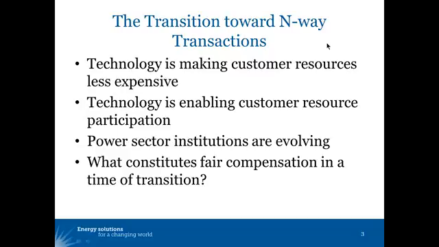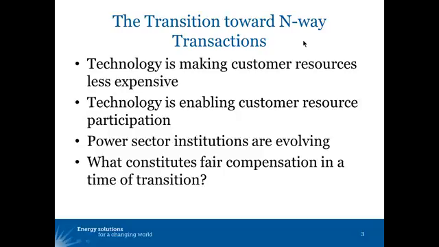It's our view that we're in a transition toward an economy where the customer resource, whether it's energy efficiency, demand response, distributed generation, or storage, is going to play a much more active role. Different places in the country are in different places in that transition, but it's important to think about the fact that as we think about implementing tariffs today, we're looking toward the implications of how the tariffs we implement today could potentially facilitate or deter that transition.